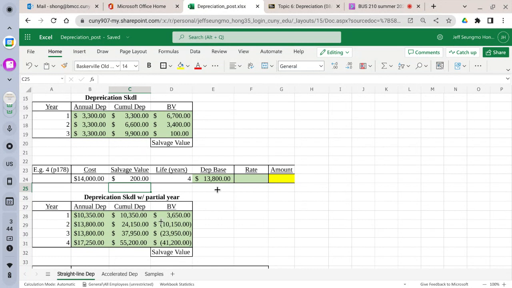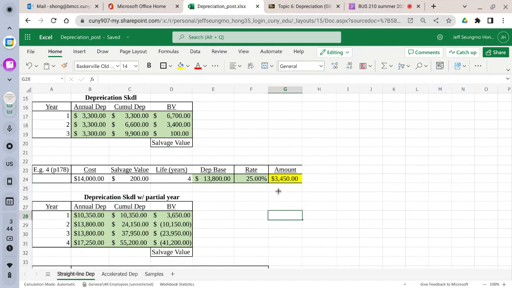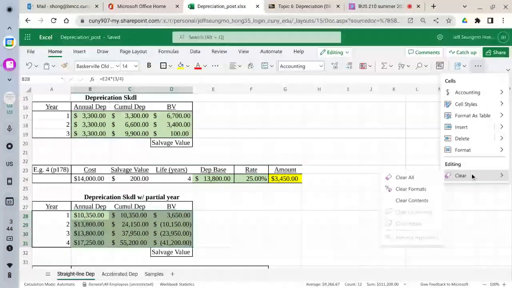And the service life is 4 years. If the service life is 4 years, depreciation base is already calculated. Depreciation rate is 1 over service life. Then the depreciation amount. Each year, it's going to be like this. So all of this is wrong because that was previously pointing to a different cell.